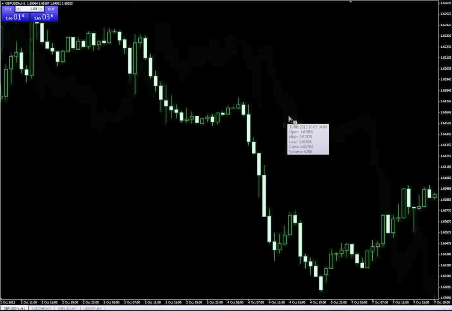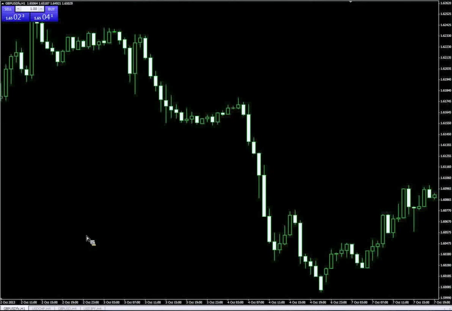So let me see who's in here. Teddy, give me a pair, please. And I'm just waiting for Teddy to give me a pair. Pound yen. Okay, we're going to be on a 1 hour pound yen. Where is it? Okay, 1 hour pound yen.